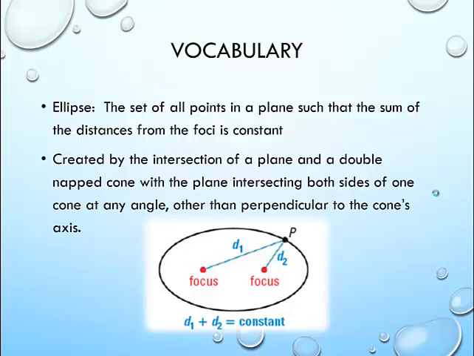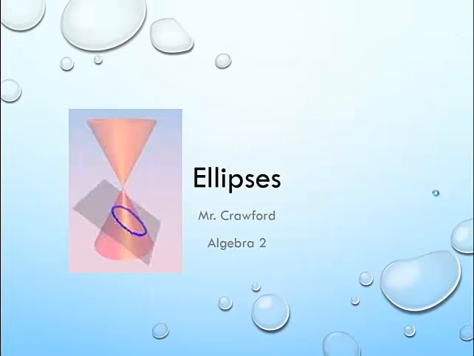So, an ellipse is the set of all points in a plane such that the sum of the distances from the foci is constant. It is created by the intersection of a plane and a double-napped cone, with the plane intersecting both sides of one cone at any angle other than perpendicular to the cone's axis. So if you see here, it's intersecting both sides of the cone at an angle other than perpendicular to the axis.